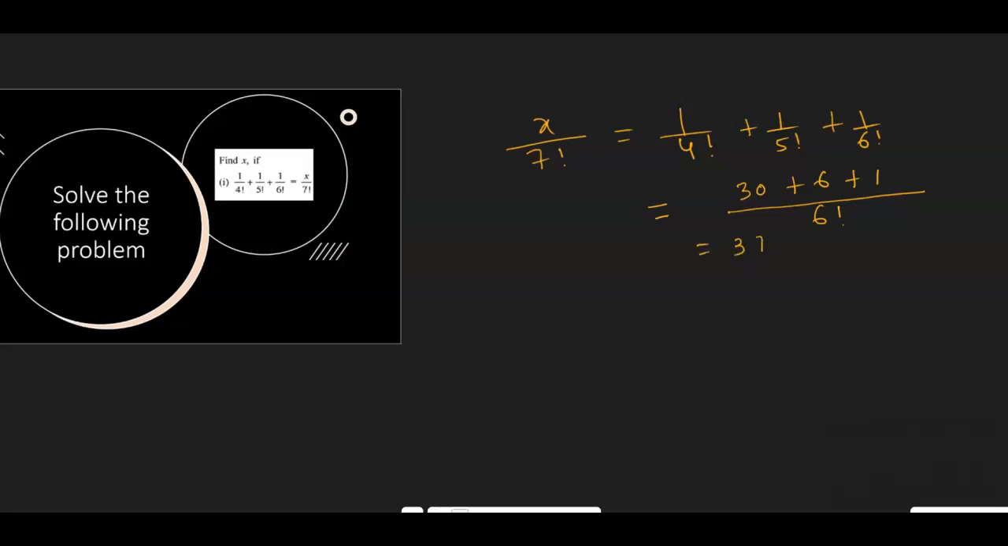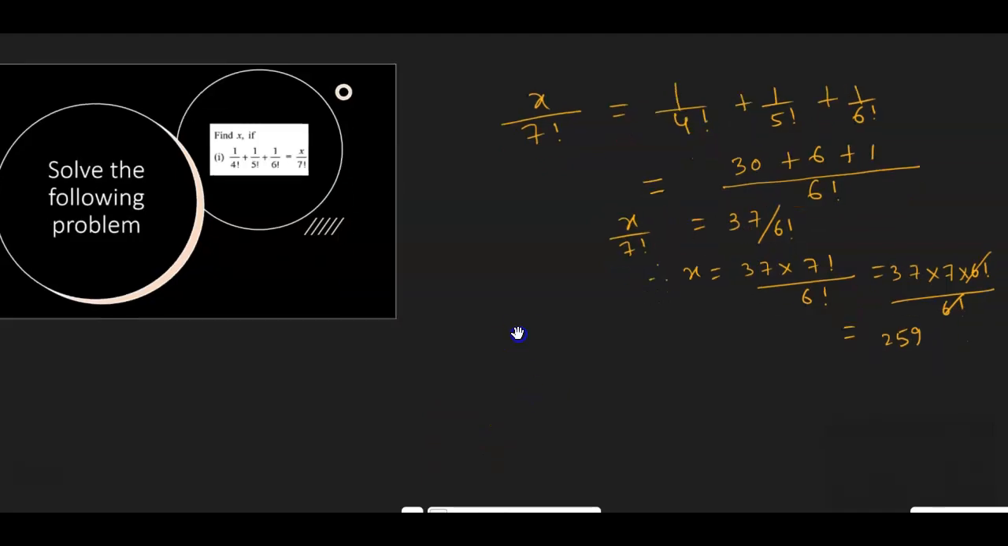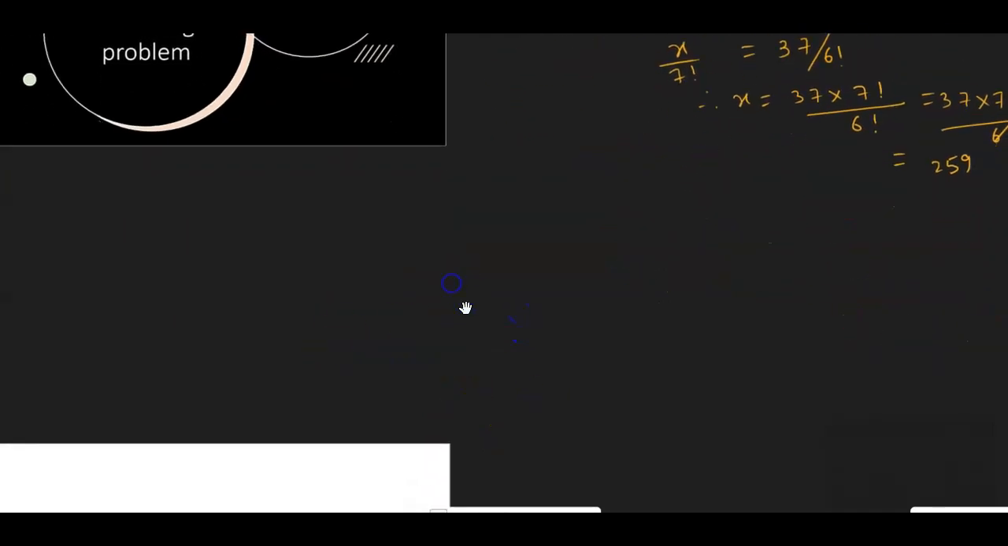So this will be 37 by... so x by factorial 7 is equal to this thing. So x will be 37 into 7 factorial by 6 factorial. 7 factorial you can write as 7 into 6 factorial by 6 factorial. So the answer will be 259. Okay, so this way you can solve problems related to factorial. Let us see another problem.